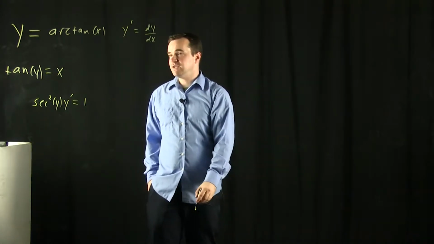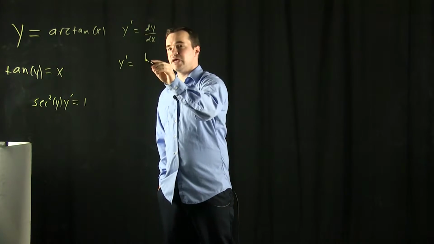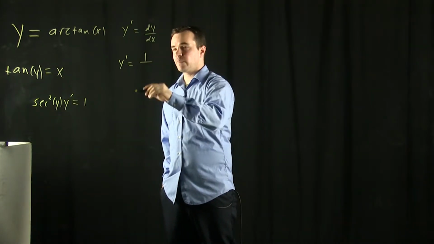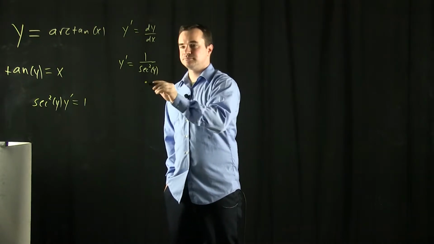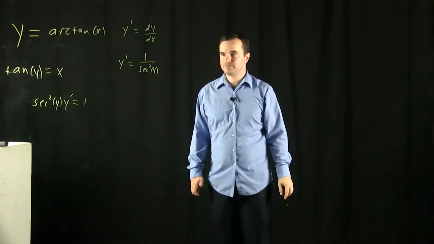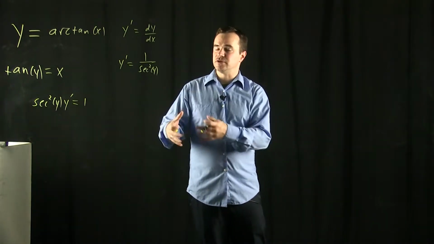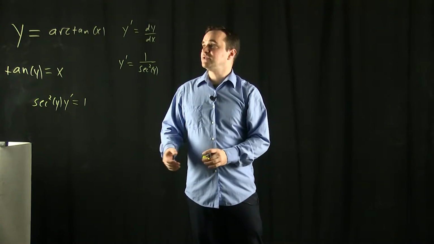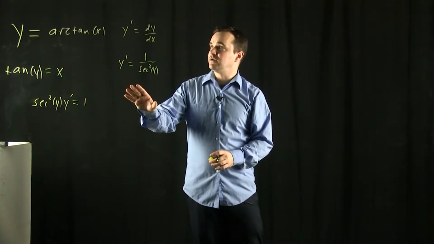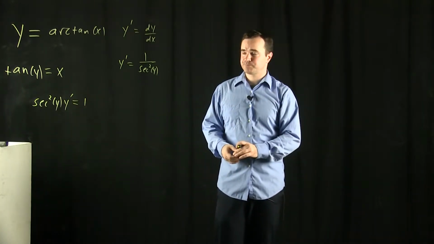And so this immediately gives us that y prime has to be 1 over secant squared of y. And how do you figure out this? Well, this is a true and correct equation. I mean, this is the derivative of y. But the problem is you want a formula for the derivative in terms of x, not just y.